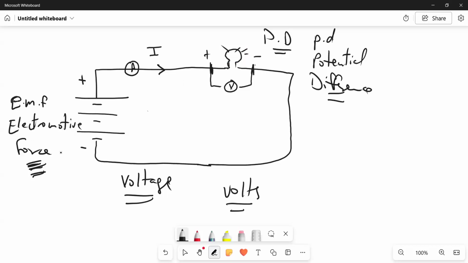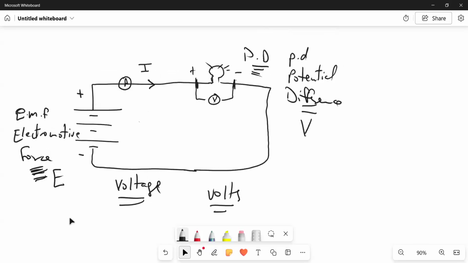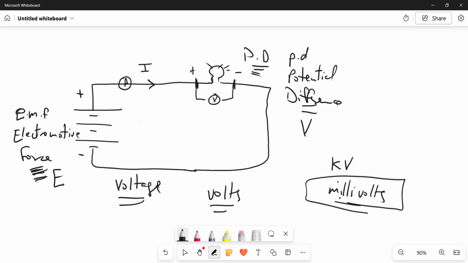A shortened form of electromotive force, we'll use later as just a capital E. And for potential difference, you might use a capital V, and that's it. Depending on what you're dealing with, instead of volts, you can have kilovolts. You can also have millivolts, if you have very small potential differences in the circuit.